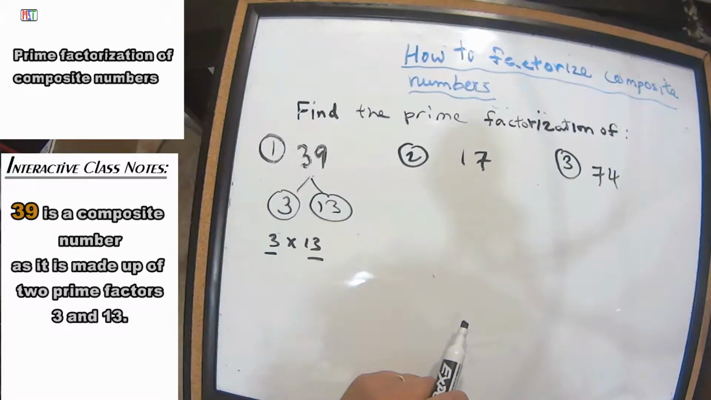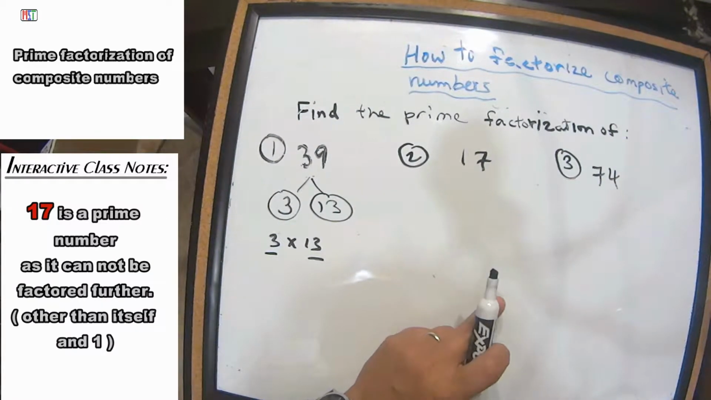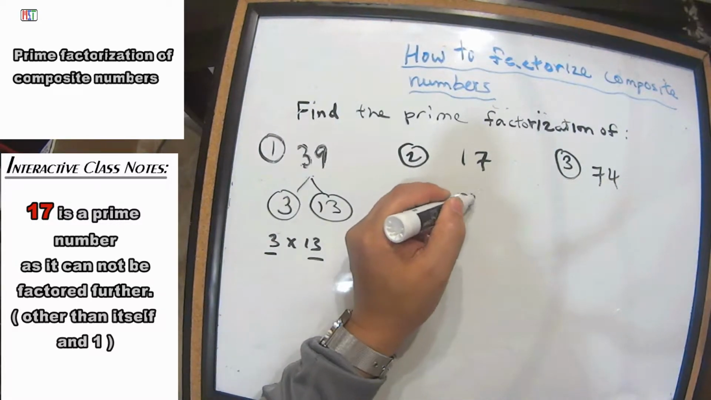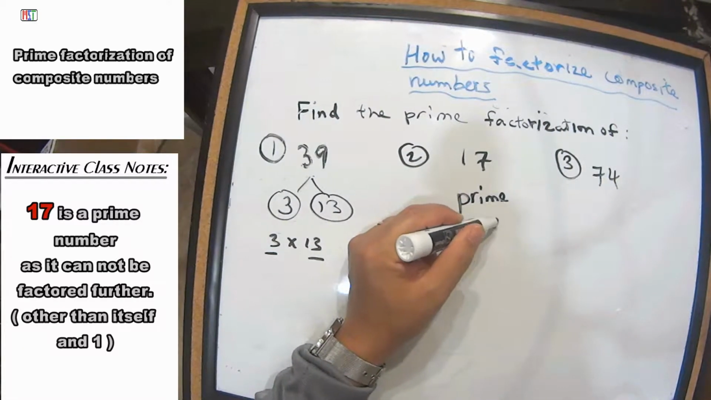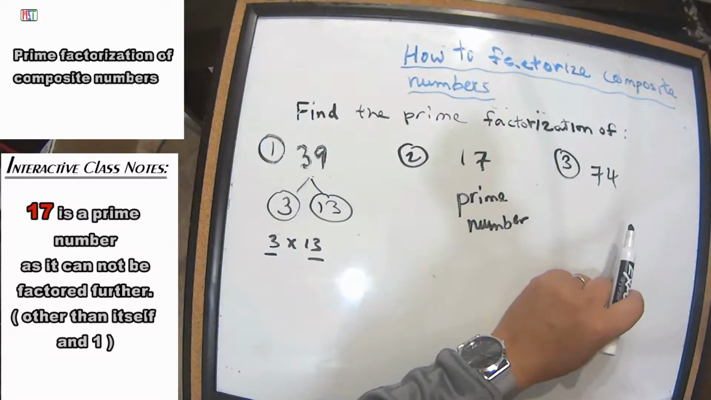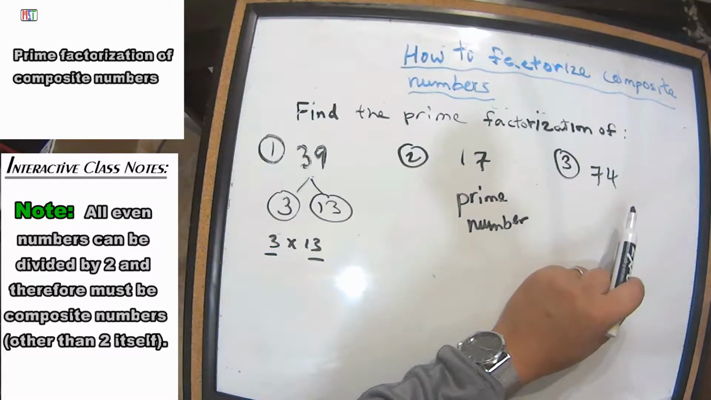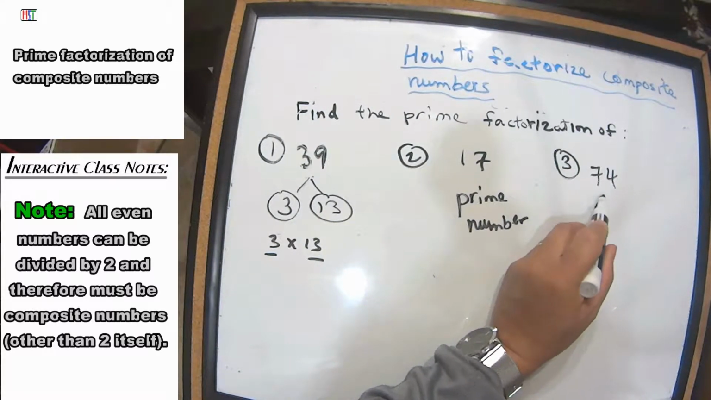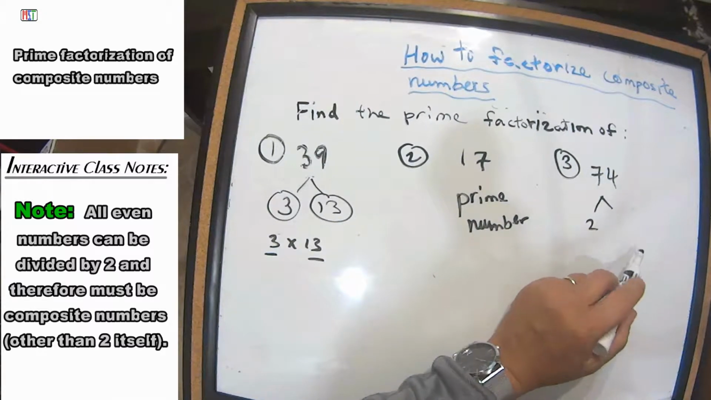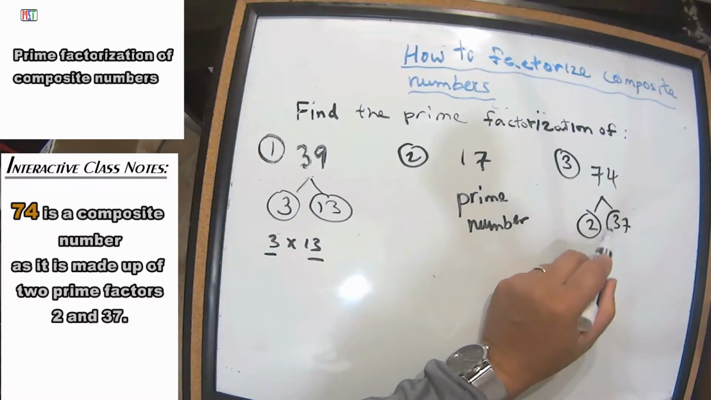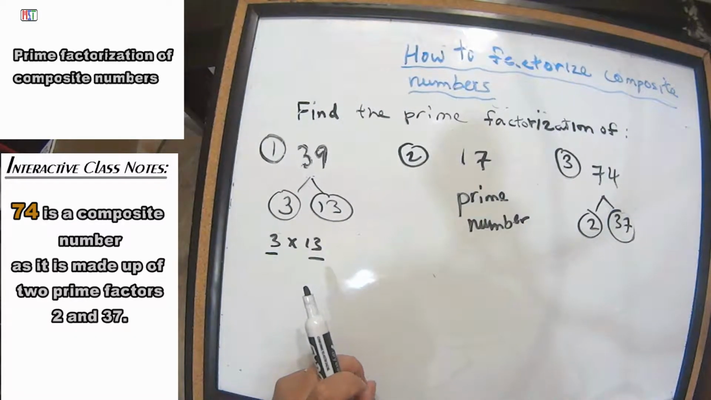What about 17? Well, 17, other than 17 and 1 itself, it cannot be divided by other numbers. So this is a prime number. What about 74? Well, 74, notice, is an even number, right? So how do you know? If you look at the last digit, 2, 4, 6, 8, and if it's two digits or more, the last digit is 0, it's an even number, and that means that you can divide it by 2. If you can divide it by 2, it's a composite number. Okay, so 2 can go into 74 how many times? 37. Okay, so we have 2 prime factors that can go into 74.